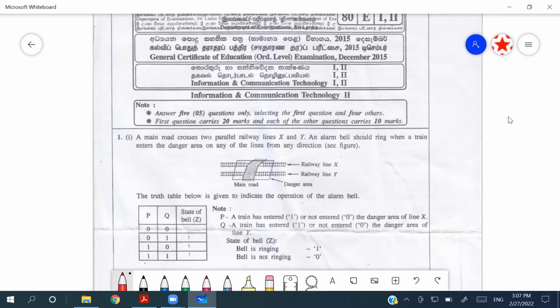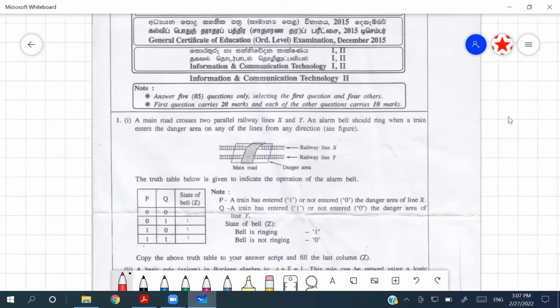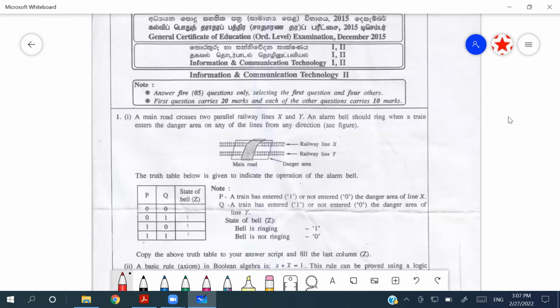So it says P indicates whether a train has entered or not entered the danger area of line X. Q indicates whether a train has entered or not entered the danger area of line Y. State of bell: bell is ringing, indicated by 1; bell is not ringing, indicated by 0. So copy the above truth table to your answer script and fill the last column Z.